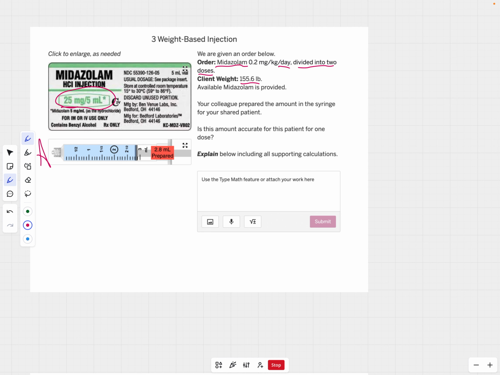And our colleague has prepared this amount in the syringe. So this is what's been prepared, and we have to determine whether or not what's been sent to us by our colleague or the pharmacy is correct. So they have prepared 2.8 milliliters. We have to determine, is this the correct amount that we should be giving to our patient?